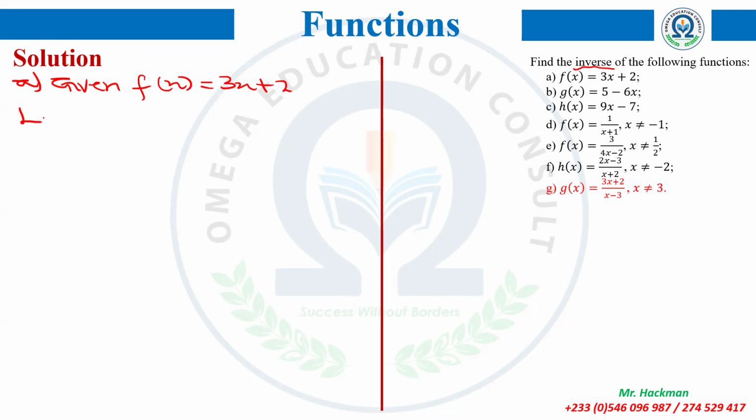Let y be equal to what? f(x). So if y is equal to f(x), then it means y will be equal to what? So this implies that y will be equal to 3x + 2. Is my point well made? Yes. Very good. So now the first step is done.